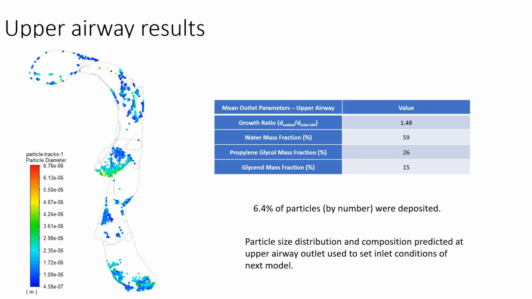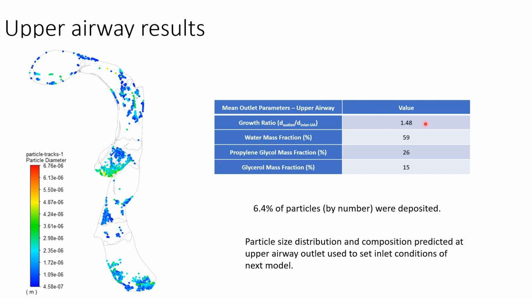Here are some results from the upper airway. So here's a plot of the upper airway. The colored dots indicate where one of the tracked particles deposited on the wall, and the color of the dot indicates the size of that particle, its diameter at the time that it deposited. And in this model, 6.4% of the particles by number were deposited. So 6.4% are lost before the particles are drawn deeper into the lung.